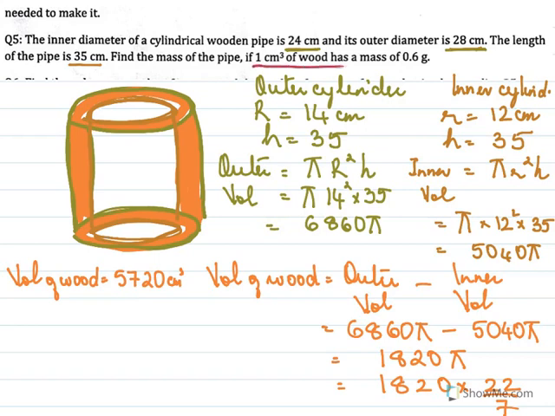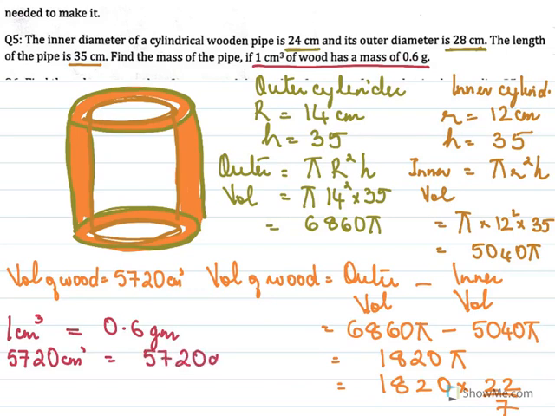Now there's another part of the sum. We have to find the mass. They said 1 centimeter cube weighs 0.6 grams. So 1 centimeter cube weighs 0.6 gram. How many centimeter cube do we have here? We have 5720 centimeter cube, the weight of this will be 5720 into 0.6, and this would be equal to 3432 gram.